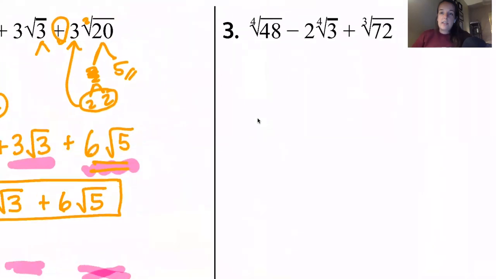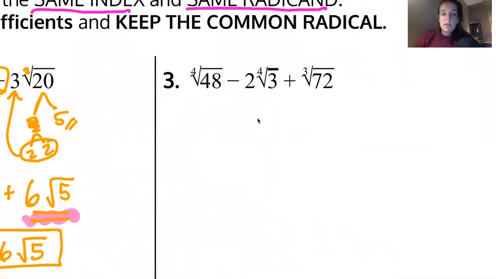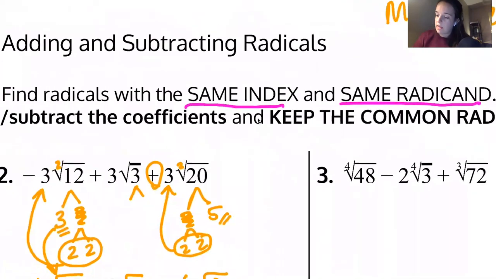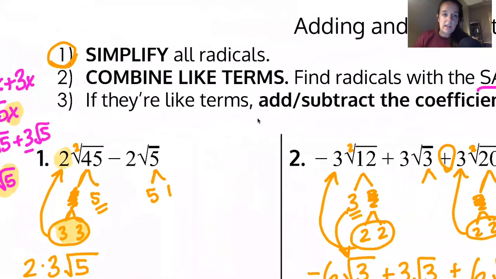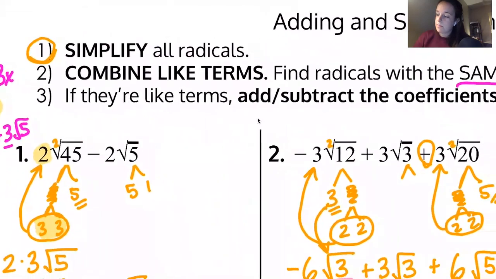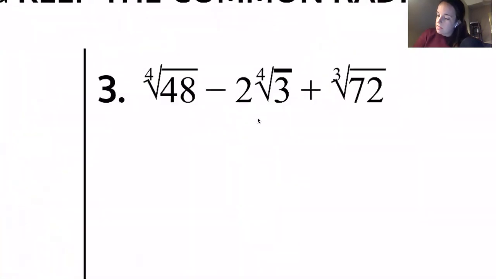Cool. And then the last example is here. We can see that we have the higher order roots in this example, so we're going to do the exact same thing. First step again is to simplify, and then the second step is to combine like terms. So first step is to simplify.